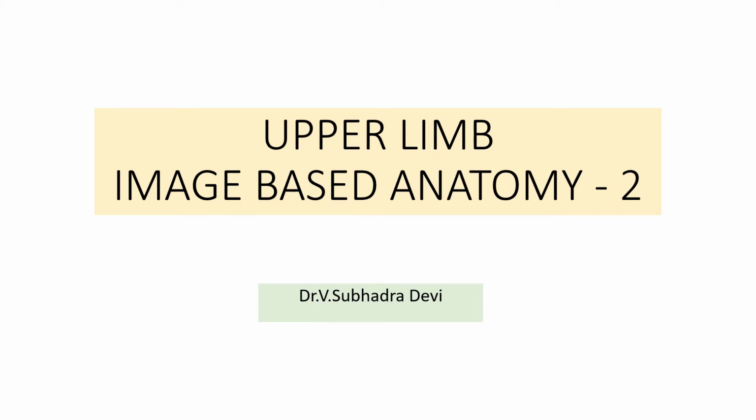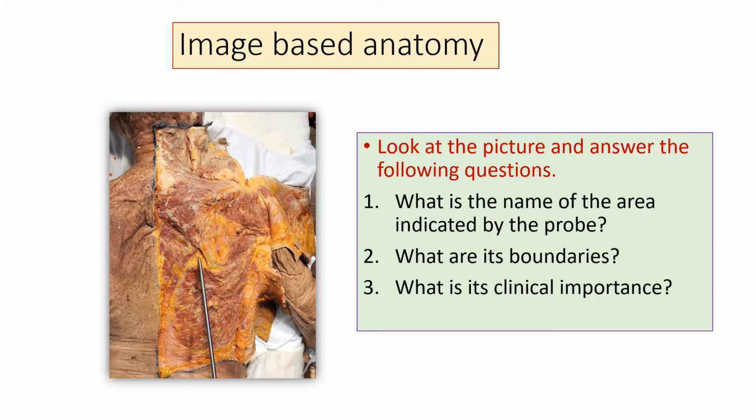Dear student, this is the continuation of the image-based anatomy question which we have discussed in the upper limb part, question 1. Now look at the dissected area in the picture, and now tell me what is the name of the area indicated by the probe.